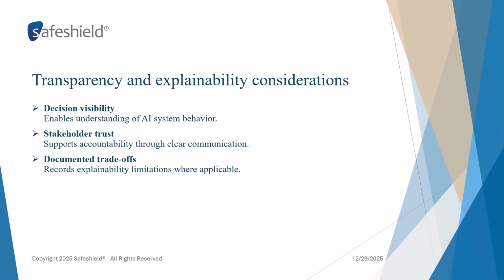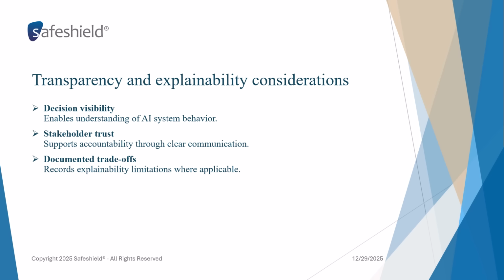Transparency involves clear documentation and communication regarding an AI system's purpose, scope, intended use, and limitations. Internal transparency supports governance activities such as risk assessment, approval, monitoring, and audit. External transparency enables users, affected individuals, and regulators to understand how AI systems influence decisions that may affect them. The appropriate level of transparency depends on the system's risk profile, impact, and audience.